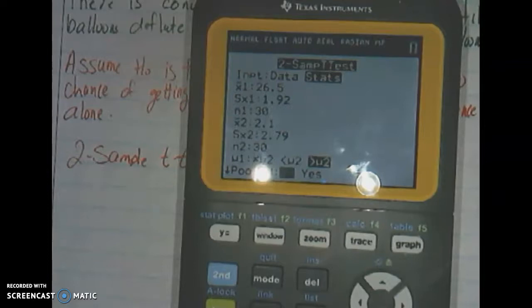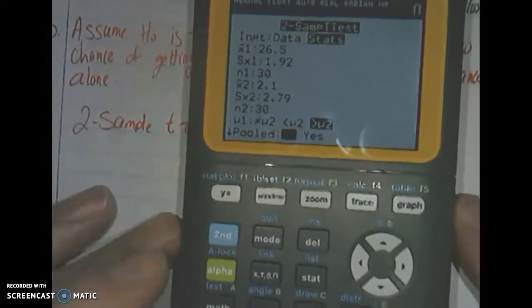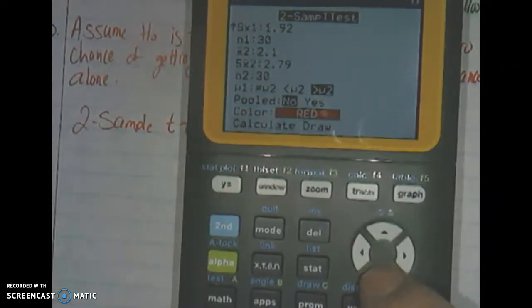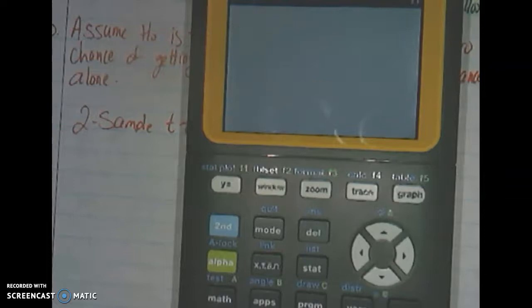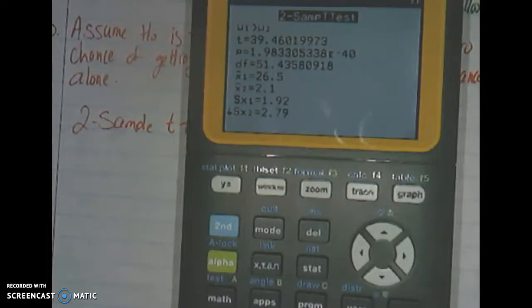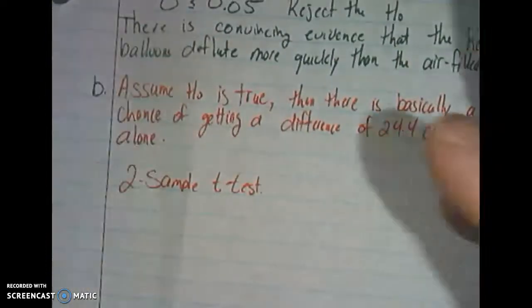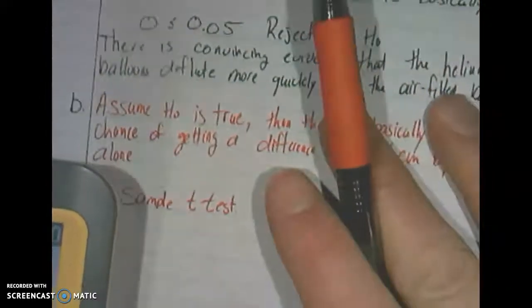Pool's always going to be no. Okay? I'm not going to try and go explaining anything. It's too much over this wireless and everything like that. You're going to choose no every time on the pooled, okay? So we'll come down here. We're going to hit calculate. We get a different t value, 39.46. Hey, actually it's the same one.